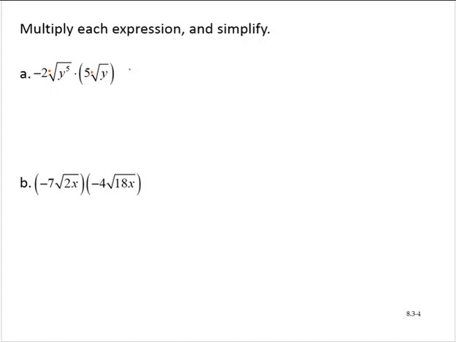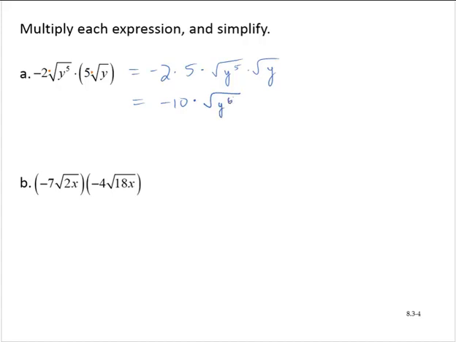rearrange this expression. And I will rearrange it as negative 2 times 5 times the square root of y to the 5th times the square root of y. Now, negative 2 times 5 is simply negative 10. It's easy enough. And then we have the square root of y to the 5th times the square root of y. Using the product rule for radicals, that's the square root of y to the 6th.